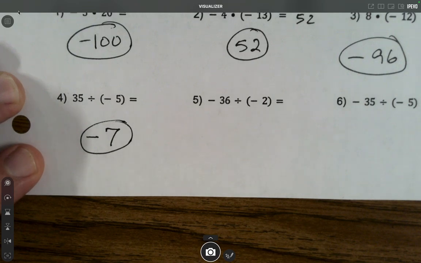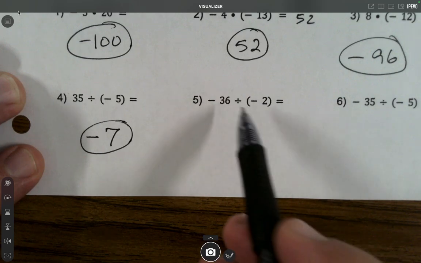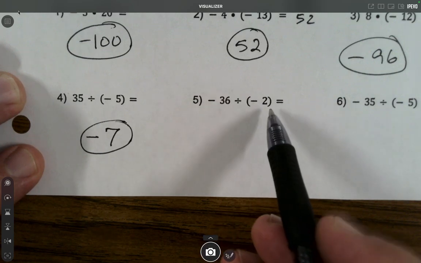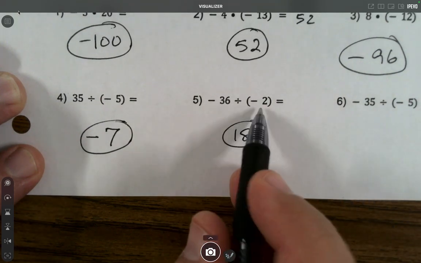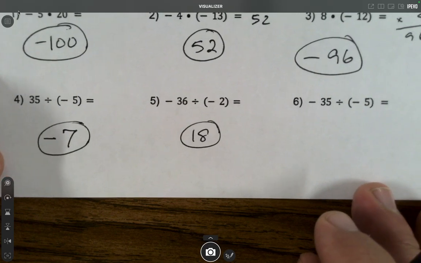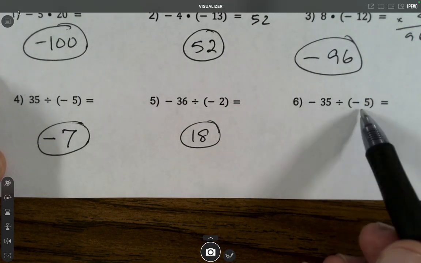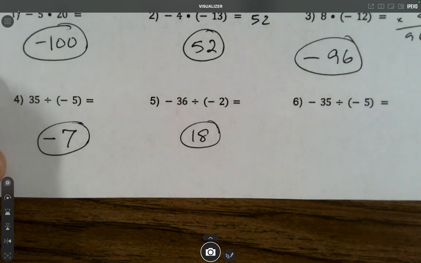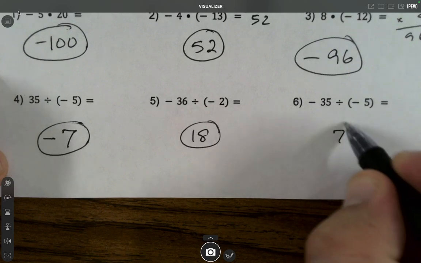Okay, on number 5, we have the same sign. They're both negative, so I know my answer is going to be positive. So 36 divided by 2 is 18, and it's a positive 18 because the signs are the same. Okay, number 6, both signs are negative, so since the signs are the same, my answer will be positive. 35 divided by 5 is 7.